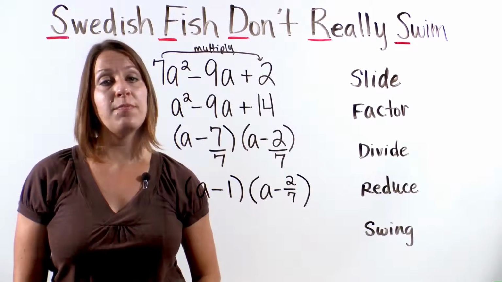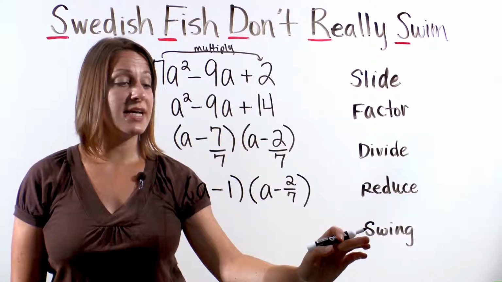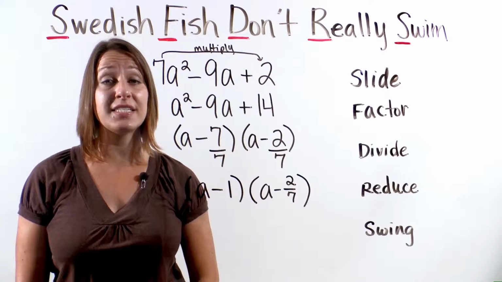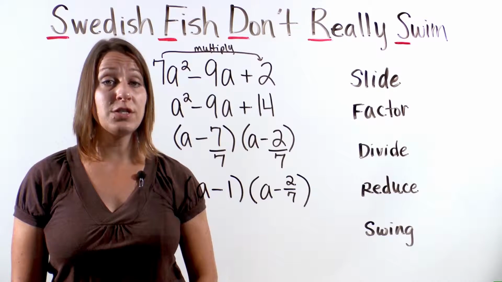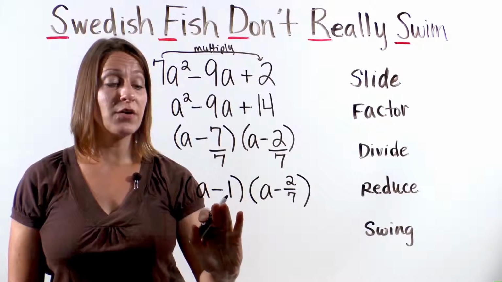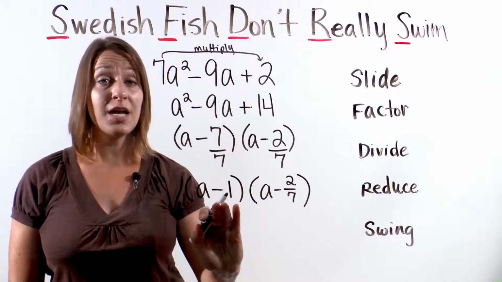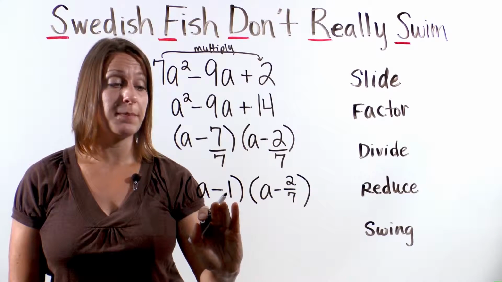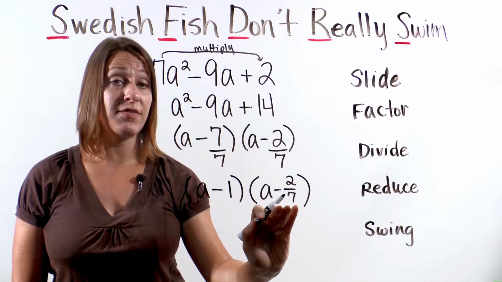Our final step is swing. This last step is for any part of the binomial that still has a denominator. We're going to swing the denominator to the front of the variable. In our first binomial, we have a minus 1. There's not a denominator here, and so we're going to leave this as part of the answer. Our next one is a minus 2 over 7.